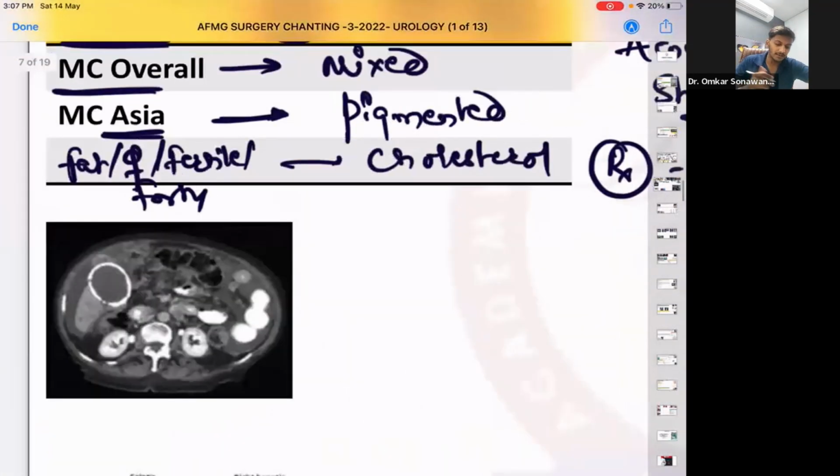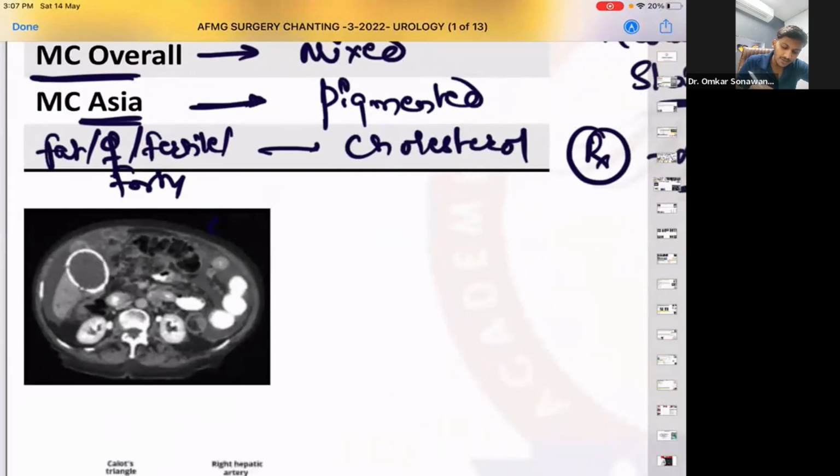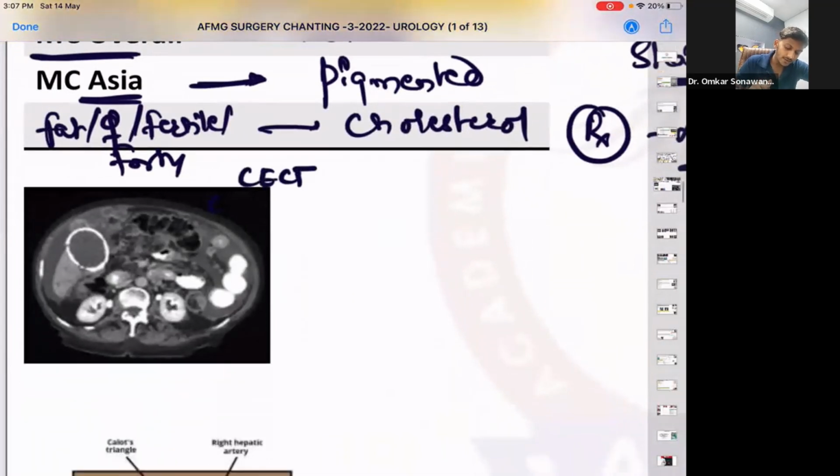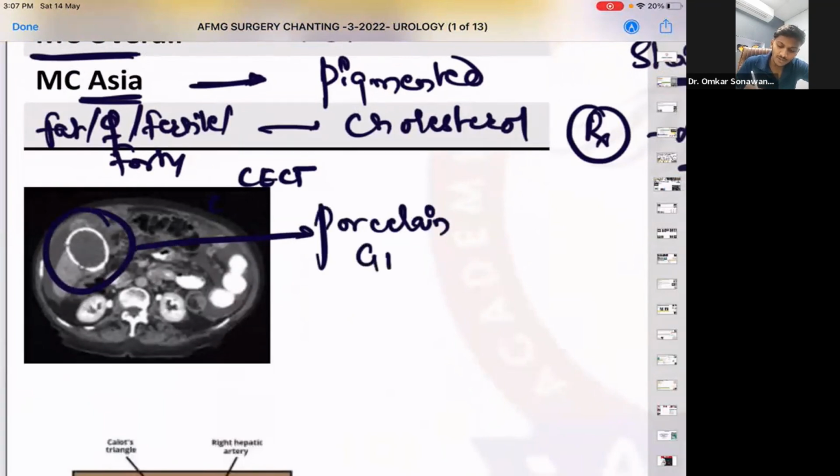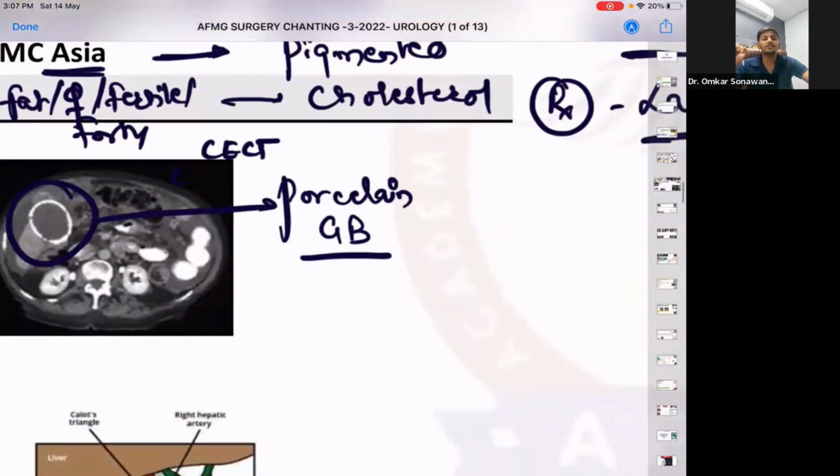Whereas what you are talking about is this one. On a CECT, if you can see a calcified gallbladder wall, this is what is called the porcelain gallbladder. This image came in the August examination. Okay, this is what is called a porcelain gallbladder.